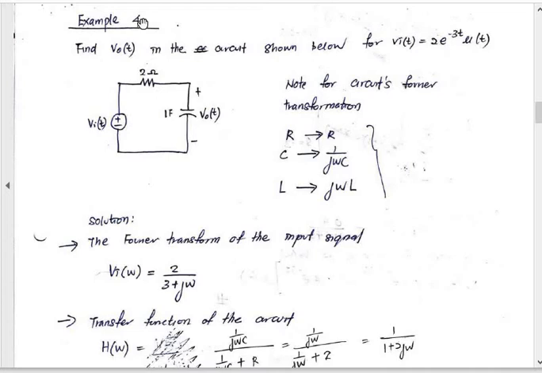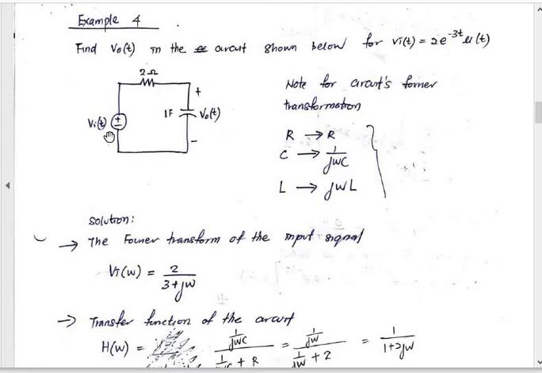Now let's look at the example here. Find the V out t in the circuit shown below for V in t equal to 2 e to the negative 3t u(t), with the resistor 2 ohm and the capacitor 1 farad. Then this input is 2 e to the negative 3t. As I told you just now for the circuit analysis, first of all you need to transform into the frequency domain.